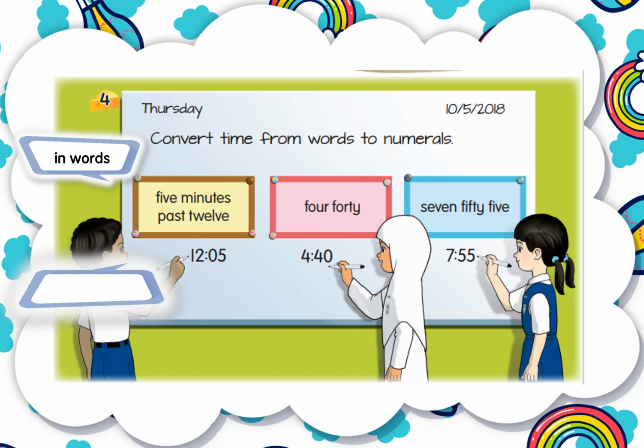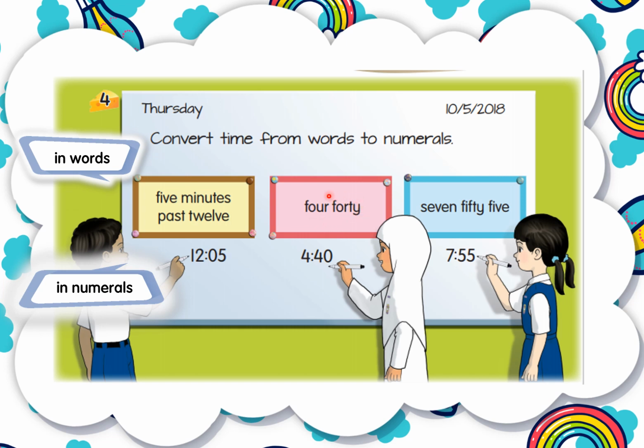Let's relearn how to write in words and in numeral, or convert the time from word to numeral. First, we begin with 5 minutes past 12. The hour is 12, so we write down 12. The colon, the two dots, 5 minutes we write as 05. So 5 minutes past 12.